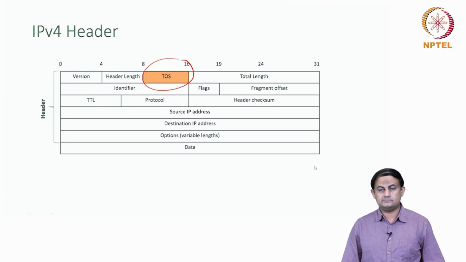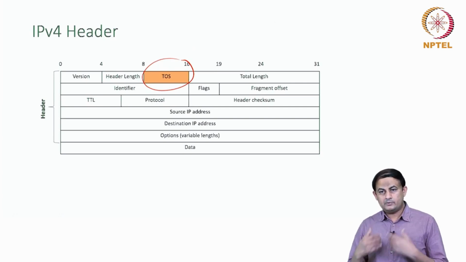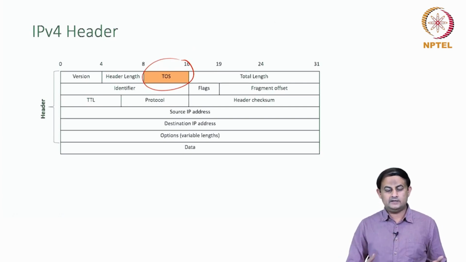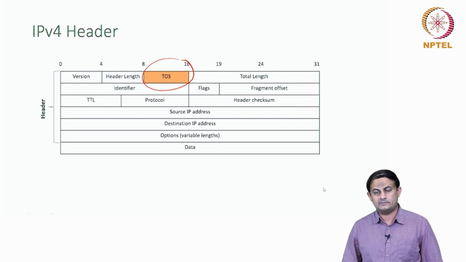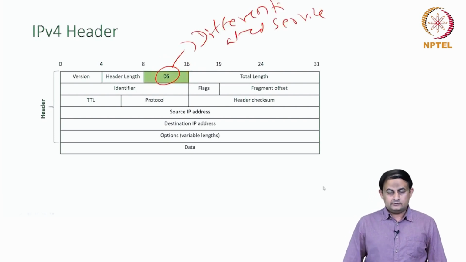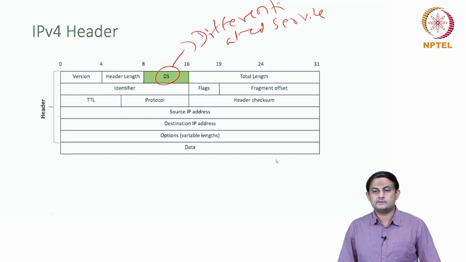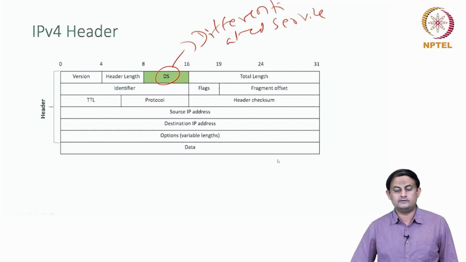The reason why this is marked as type of service is that, before differentiated service actually came into the picture, the standard was talking about something called the type of service. That's why sometimes you see the IP version 4 header marked as type of service and sometimes as differentiated service, this particular 1 byte of data.